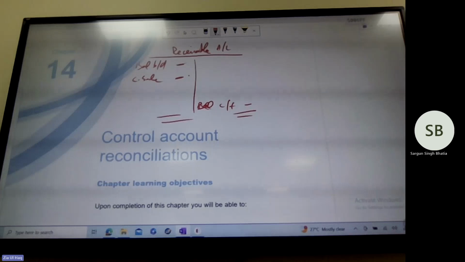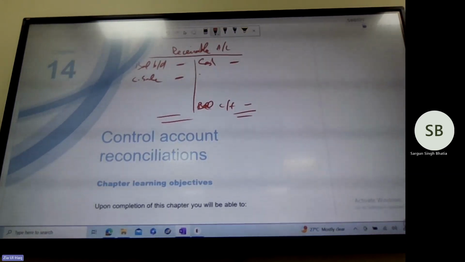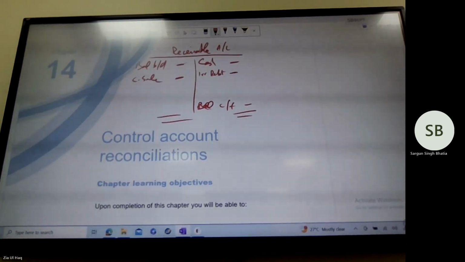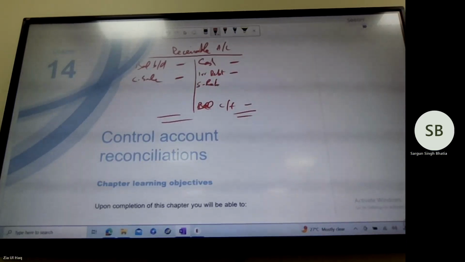And if we are receiving cash from receivables, this means cash debit, receivable credit. So we record cash here. And in case of any irrecoverable debt, we record here. In case of any sale return, the entry of sale is receivable debit, sale credit. So in case of sale return, debit sale return, credit receivable. So we record sale return here. Is that fine? Can we understand this?